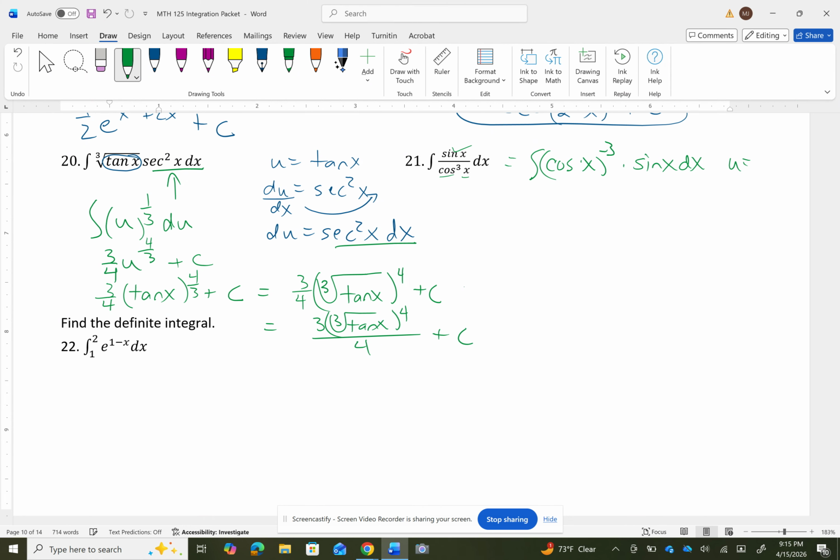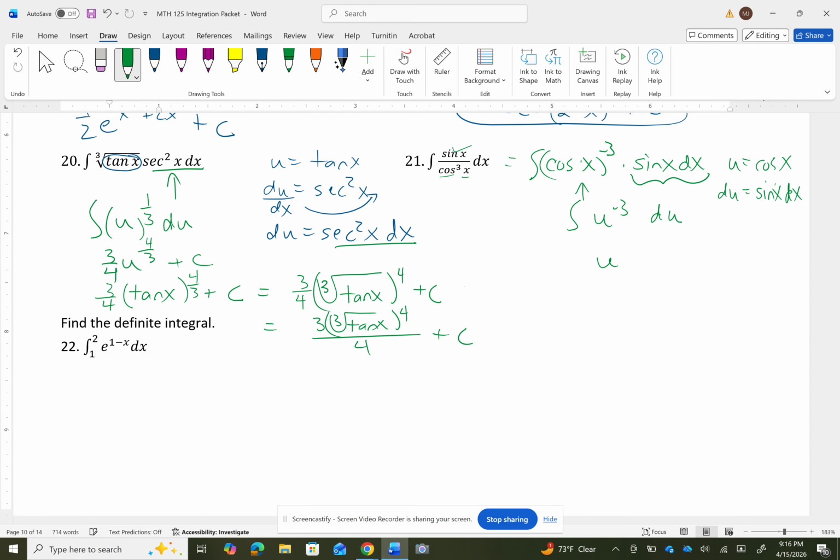So I'm going to let u be the cosine x. Then du would equal a sine x, but I have to think about whether I need a negative or not. No, I wouldn't, right? I would not. Because the derivative of sine would be cosine, and that's what I want it to be. But I need to have it in differential form so I can see that this is going to get replaced with du. This is replaced with u, and I just need to integrate that.